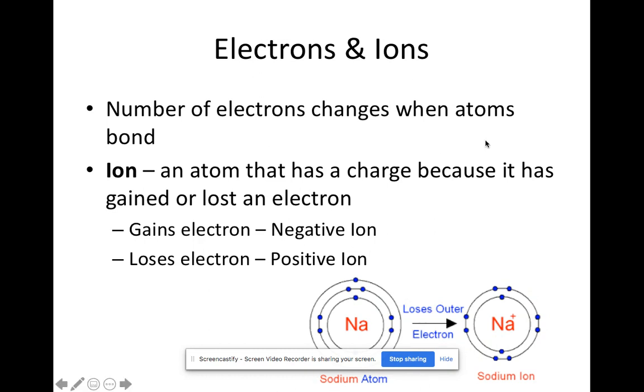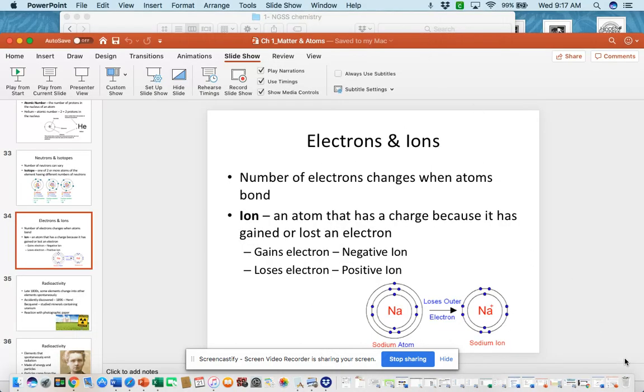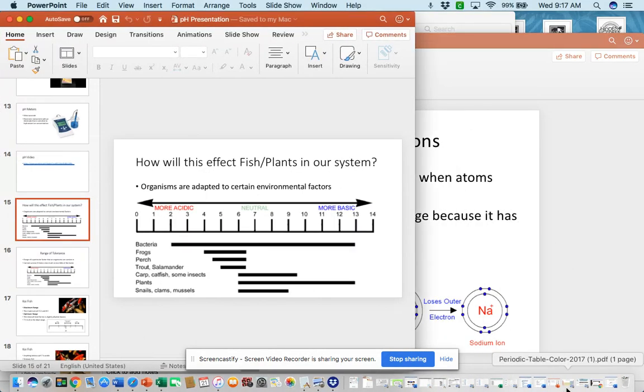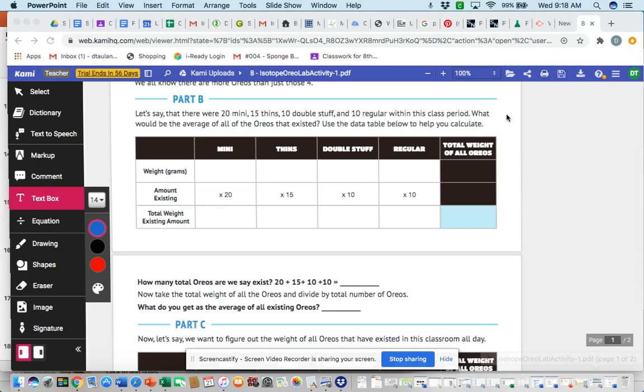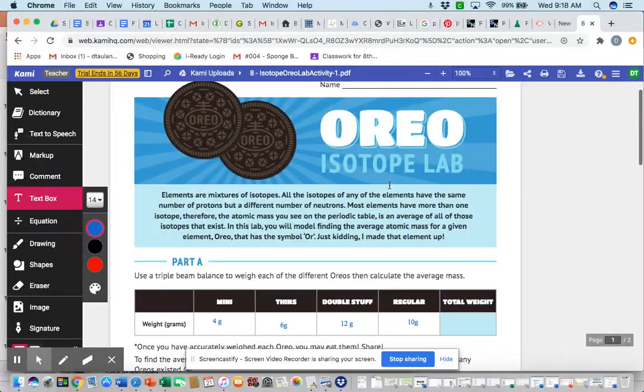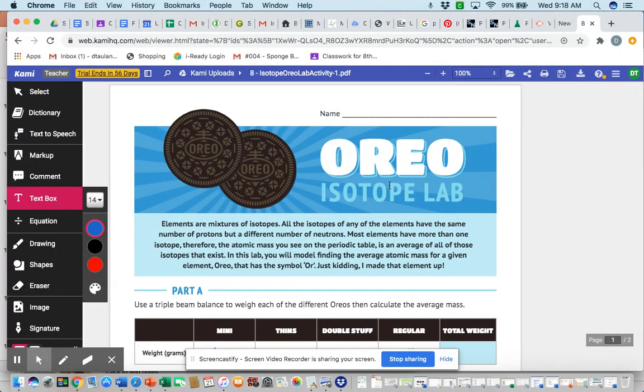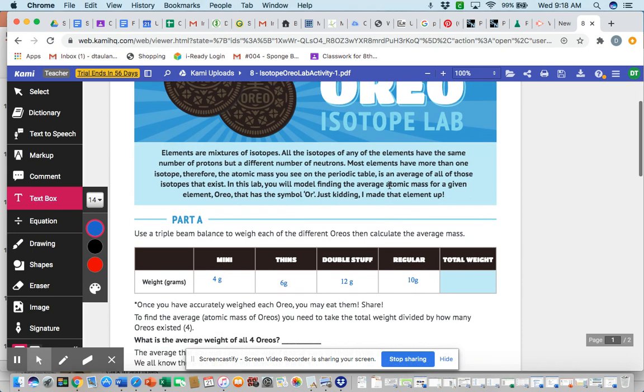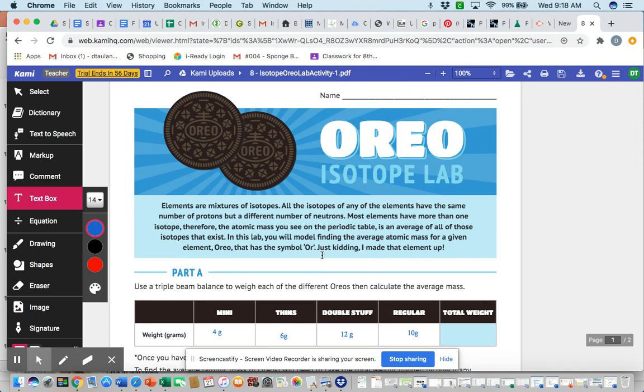So let me get out of here. I've created a Kami doc. This is how we're going to look at isotopes. I don't have all the Oreos for you to have at home, but I have given you the weights so you can work through this. Elements are mixtures of isotopes, and all the isotopes of an element have the same number of protons. Remember, I said the protons don't change, but the neutrons do.